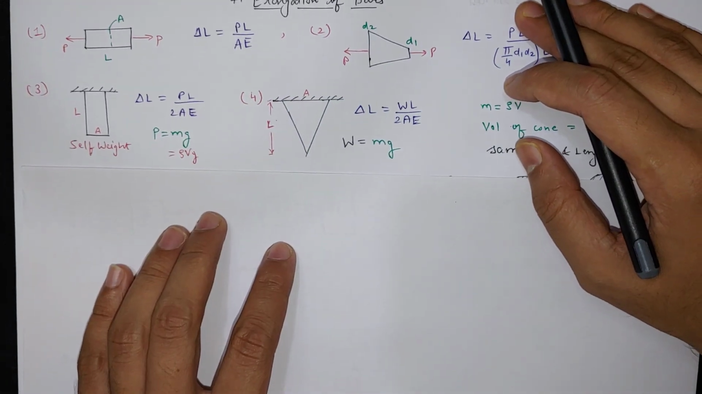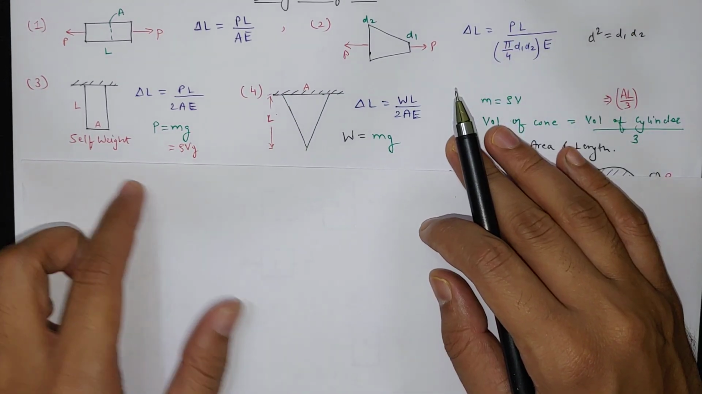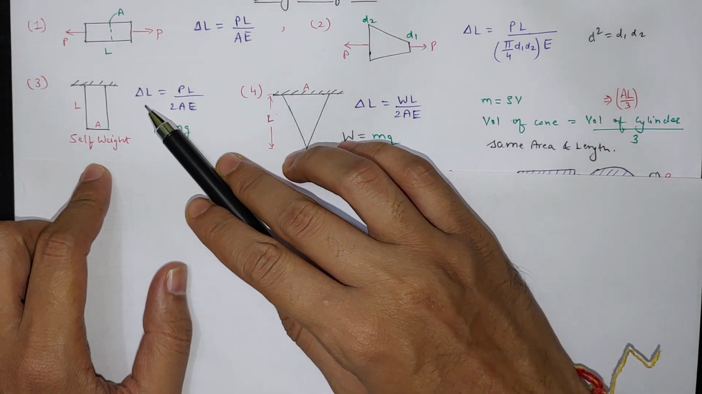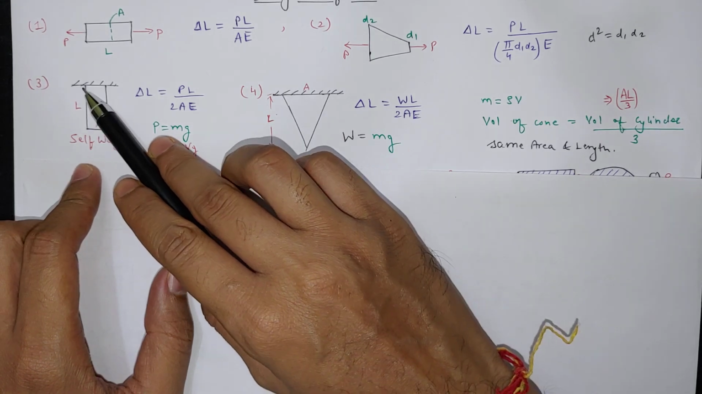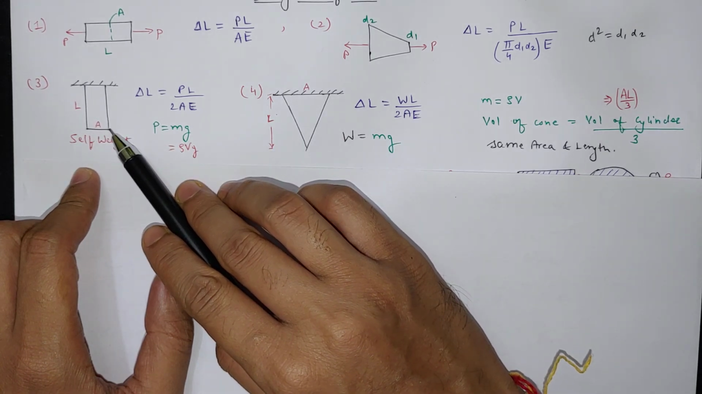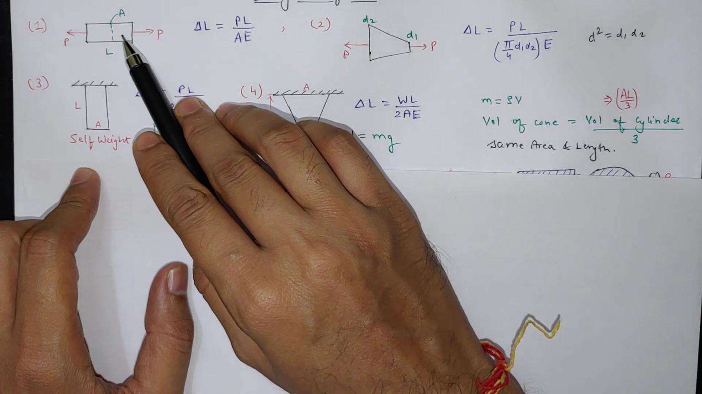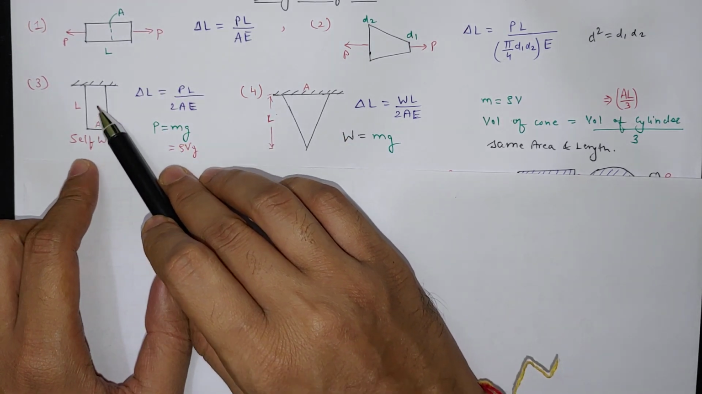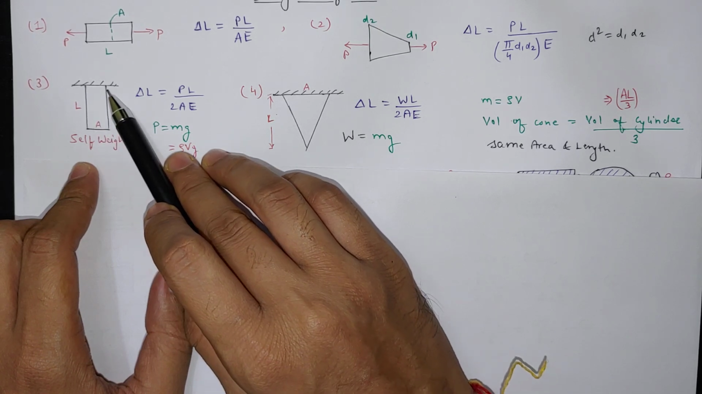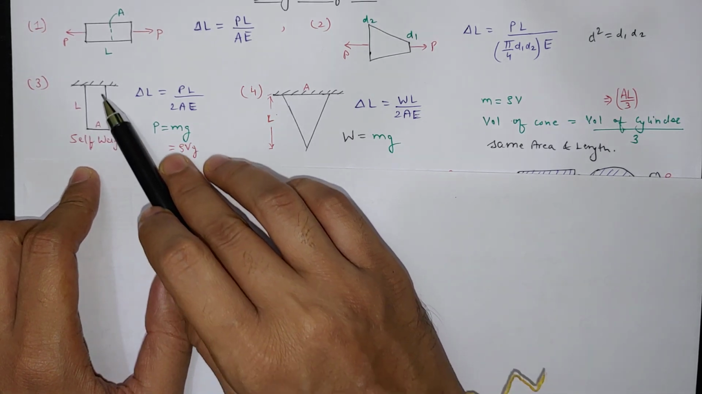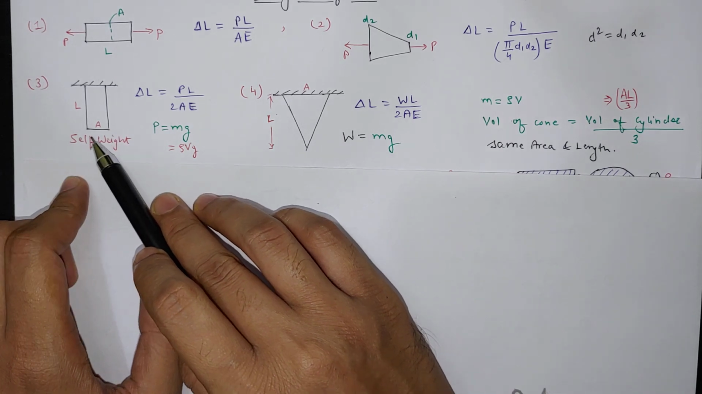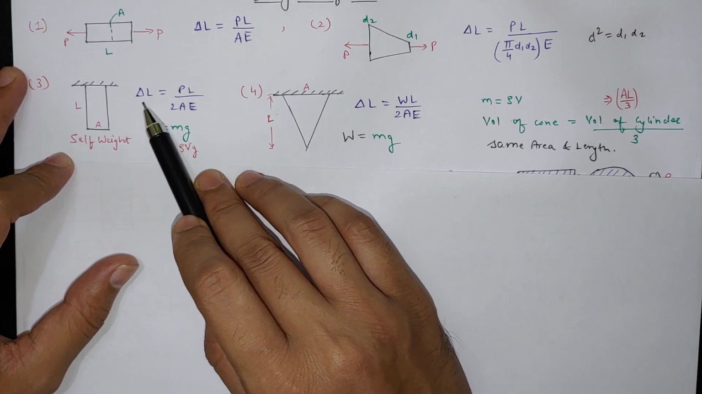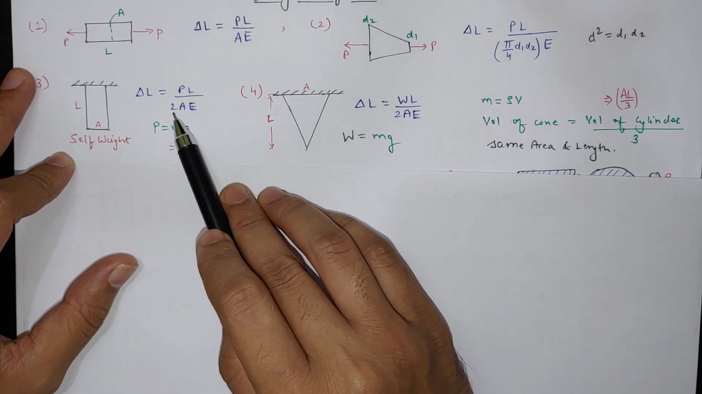Now the third case is due to self weight. If you see this bar, instead of a load applied at the end, the bar is hanging. Now there is a self weight of this bar, due to which there is a change in length. So here delta L will be equal to PL by 2AE.